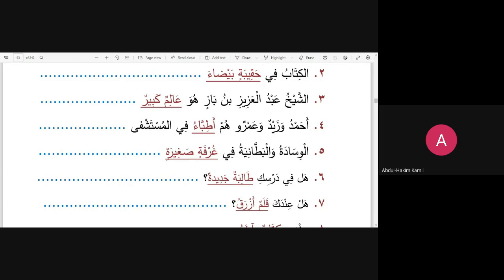Tayyib, ya ikhwa. عندك يا محمود: الشيخ عبد العزيز ابن باز هو عالم كبير رحمه الله. هو العالم الكبير. He is the big scholar. هو عالمنا الكبير. He was our big scholar. هو عالم المسلمين الكبير. He's the big scholar of the Muslims. Brothers and sisters online, are you all with me? عالم المسلمين الكبير.